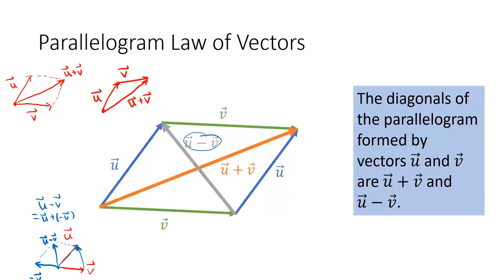So this parallelogram law is really important. It tells us the two diagonals in my parallelogram formed by vectors u and v are going to be u plus v and u minus v.